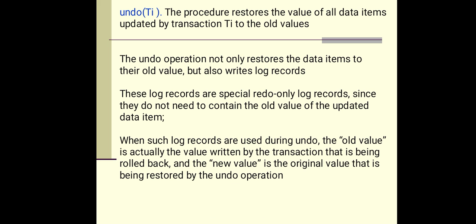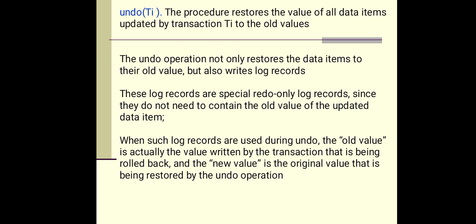Undo operation. Undo Ti. The procedure restores the value of all data items updated by transaction Ti to the old values. We can see that in the undo operation also, because when we do any type of undo operation, we get the old value. Similarly here, this procedure restores the value of all data items updated by the transaction to the old values. The undo operation not only restores the data items to their old value but also writes log records.